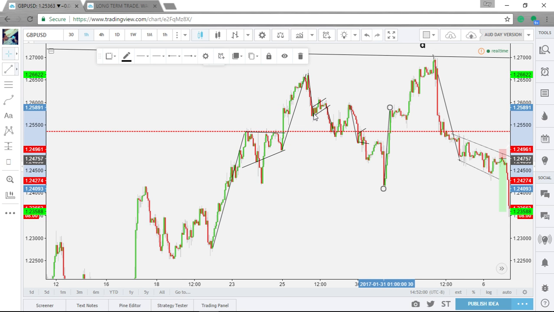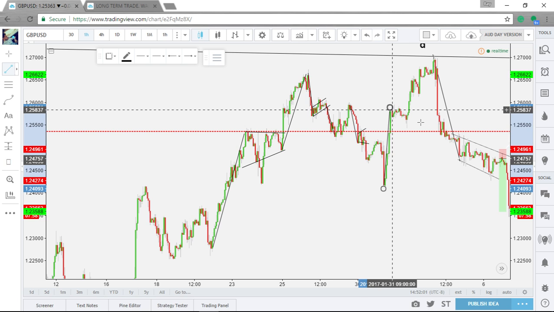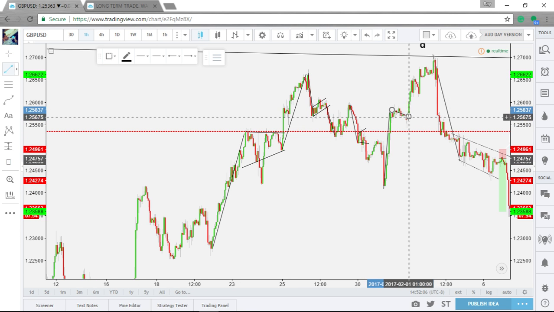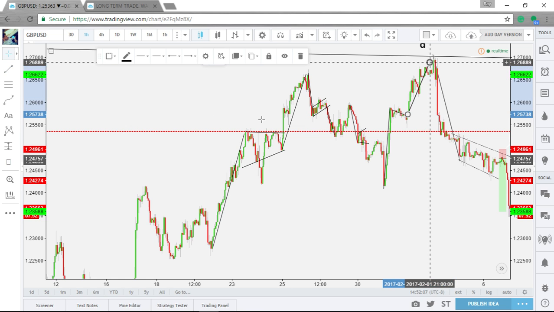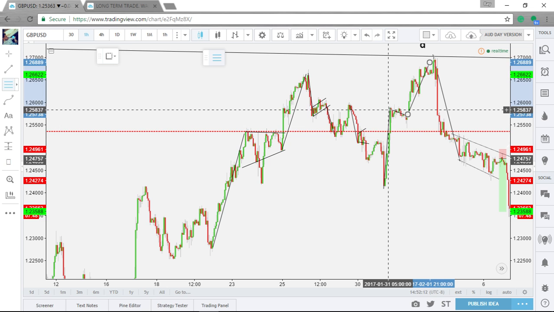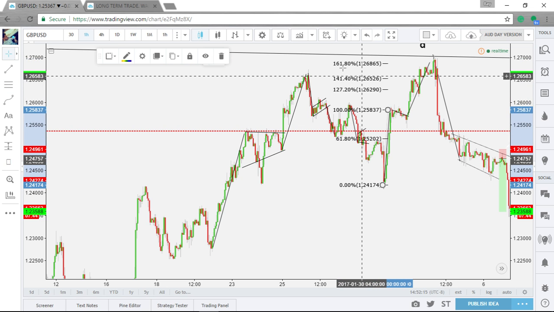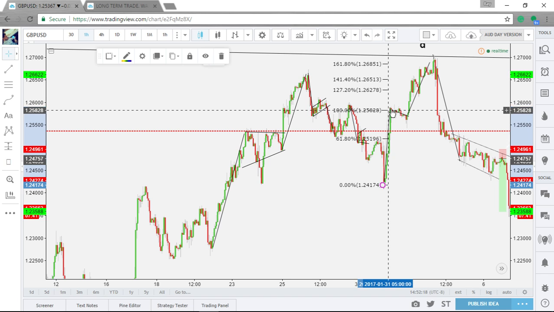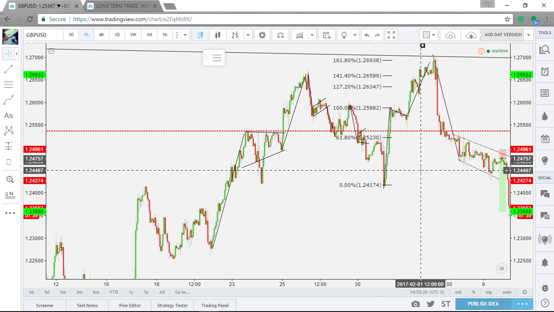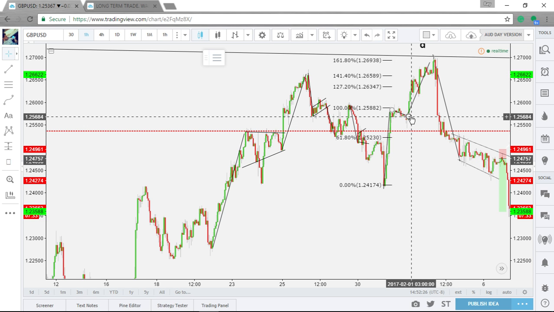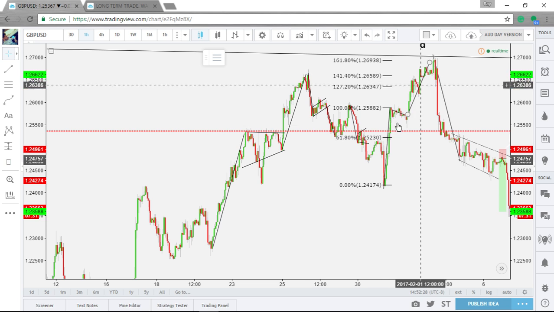Impulse, correction, and then the impulse. I'm going to prove it to you. You did grab the impulse, right? See that? 161, 141 retracement right there. That's all you got to do. All of it. That's all you got to do. Look at this. The impulse, correction, and movement to the upside.